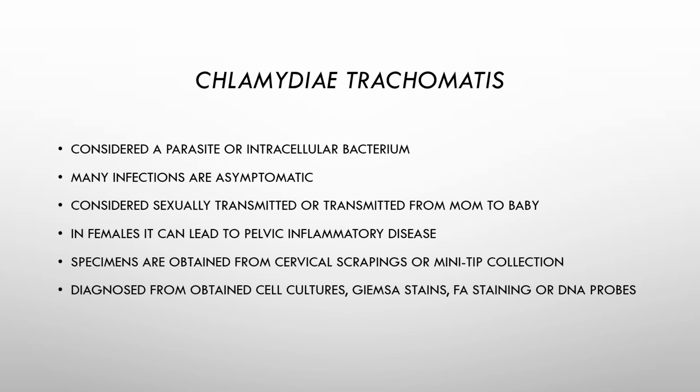In females, it can lead to bad things such as pelvic inflammatory disease. The specimens are obtained from cervical scrapings or mini-tip collection, and it is diagnosed from cell cultures. That's where we culture living cells, Giemsa stains, fluorescent antibody staining, or DNA probes, which is a molecular way of identifying chlamydia.